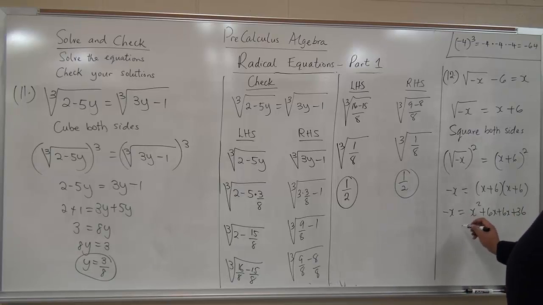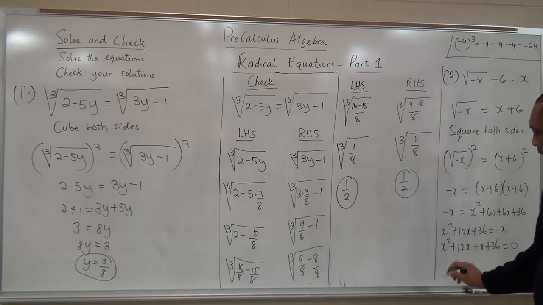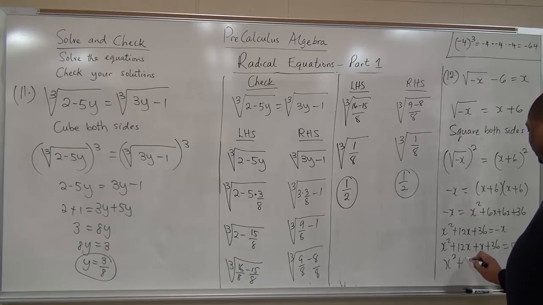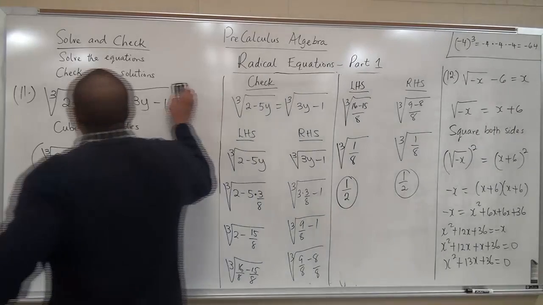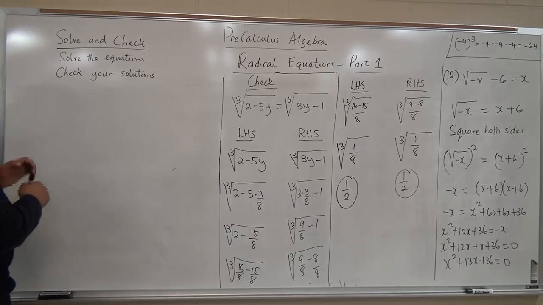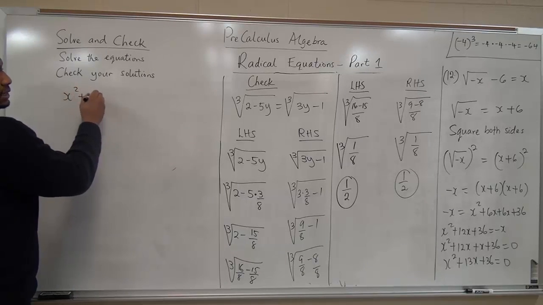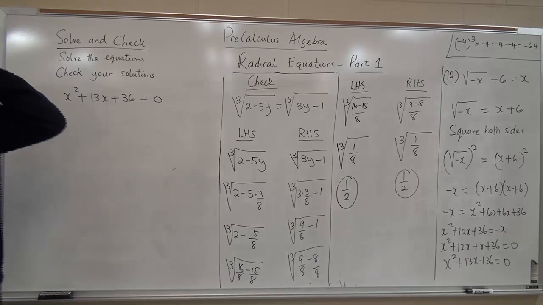All right, so we can say that x squared plus 12x plus 36 is negative x. So x squared plus 12x plus x plus 36 is 0. We land in a quadratic equation, x squared plus 13x plus 36 is 0. So what are the factors? We've landed in a quadratic equation. We now have x squared plus 13x plus 36 is 0. So 36 times this is 36x squared.